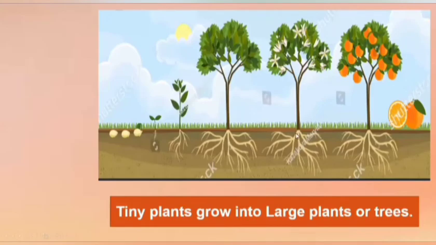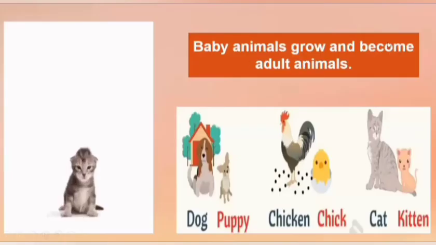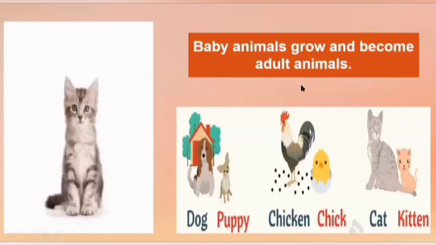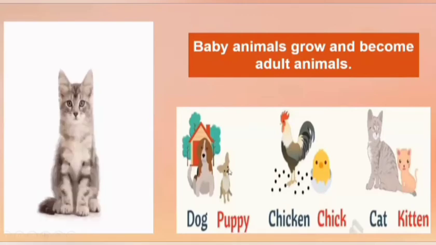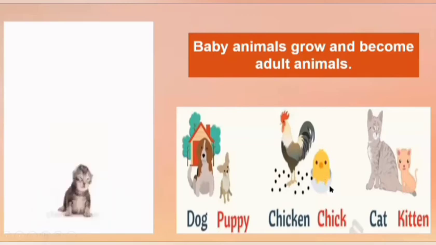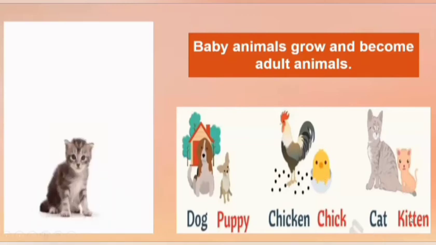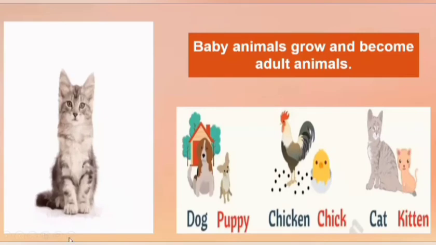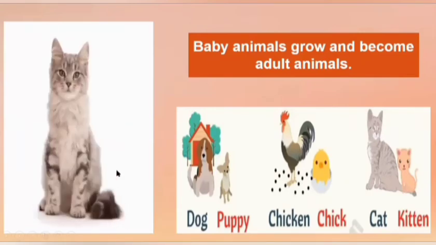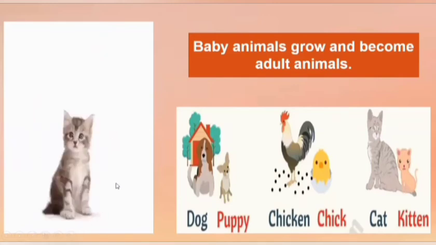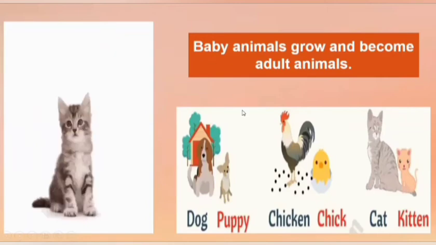And baby animals grow and become adult animals, like a puppy grows into a dog, a chick can grow into a chicken, and a kitten can grow into a cat. You can see here the stages of life, how a kitten turns into a cat. यहाँ देख रहे हो छोटा सा kitten कैसे cat बन रहा है. This is because these are living things.